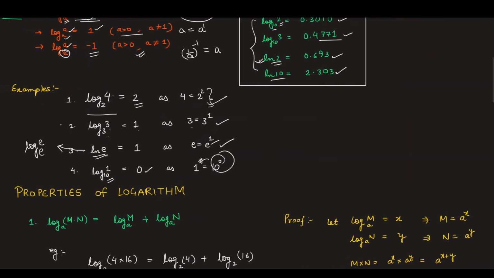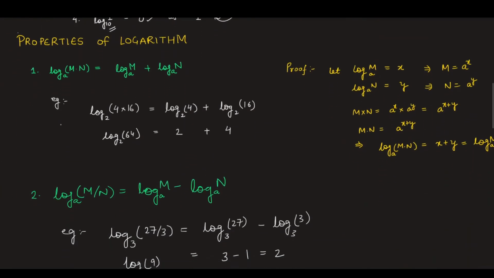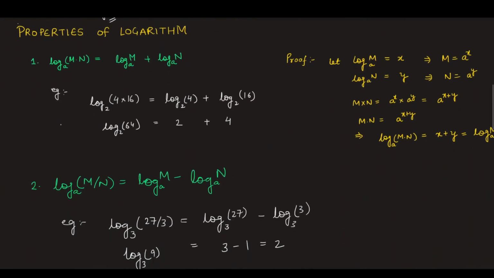Now we move on to properties of logarithm. These are very important as they are asked and used in every question. So number 1: log of m into n to the base a is log of m plus log of n, obviously to the base a, and a should be a valid base.